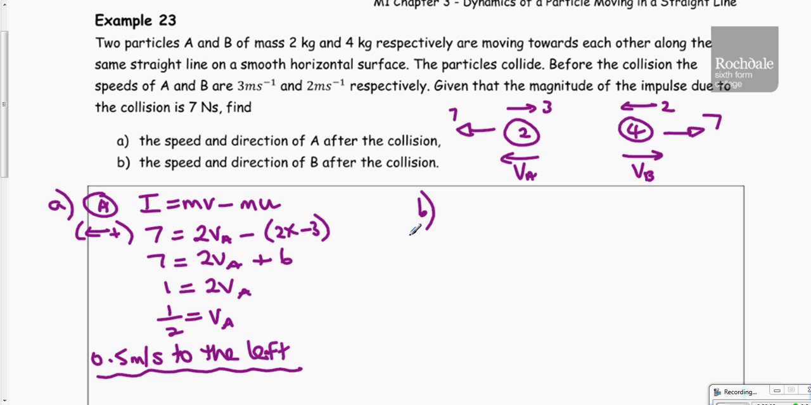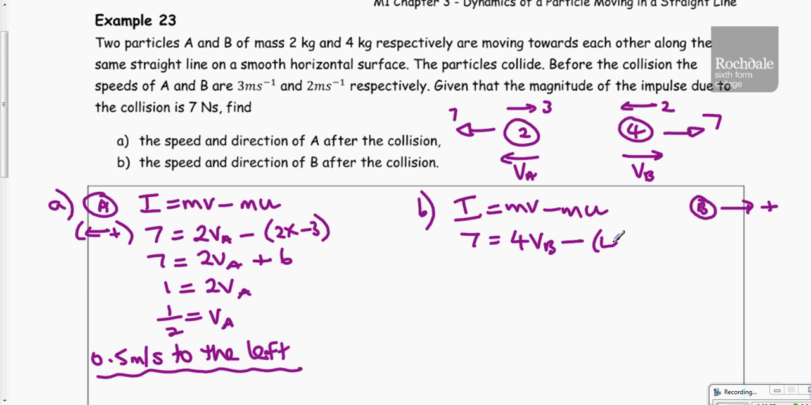Why don't you pause the video at this point and see if you can repeat that process for particle B. So, repeating the process for particle B. Again, because most things are to the right, I'm going to take right as positive. So the impulse is 7 to the right. mv is going to be 4 times the velocity of B. And then we have 4 times, and if I'm taking right as positive, this 2 will be negative. So 7 is 4 times velocity of B plus 8.